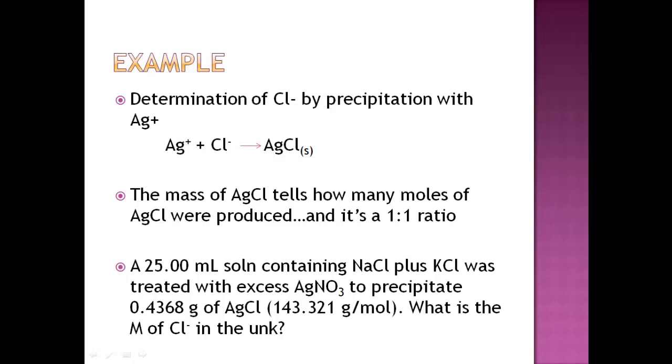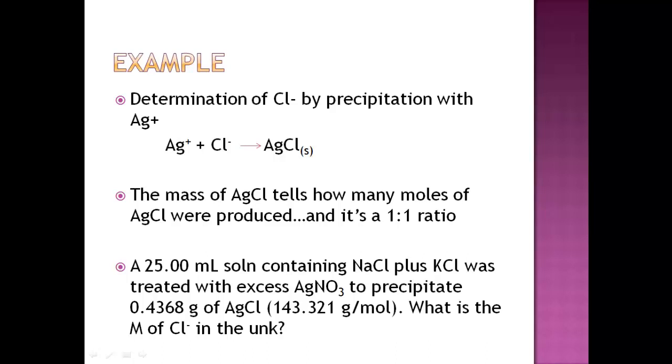It says a 25 mL solution containing sodium chloride plus potassium chloride was treated with excess silver nitrate to precipitate 0.4368 grams of silver chloride, which has that molecular weight. What is the molarity of the chloride ion in the unknown? So you know that you received 0.4368 grams. That's your product, right? That's what you got.